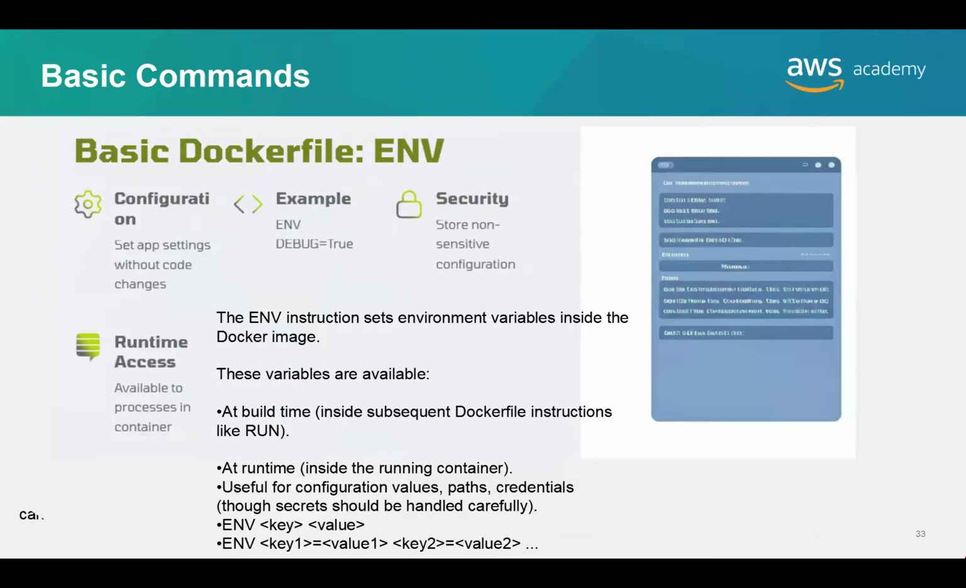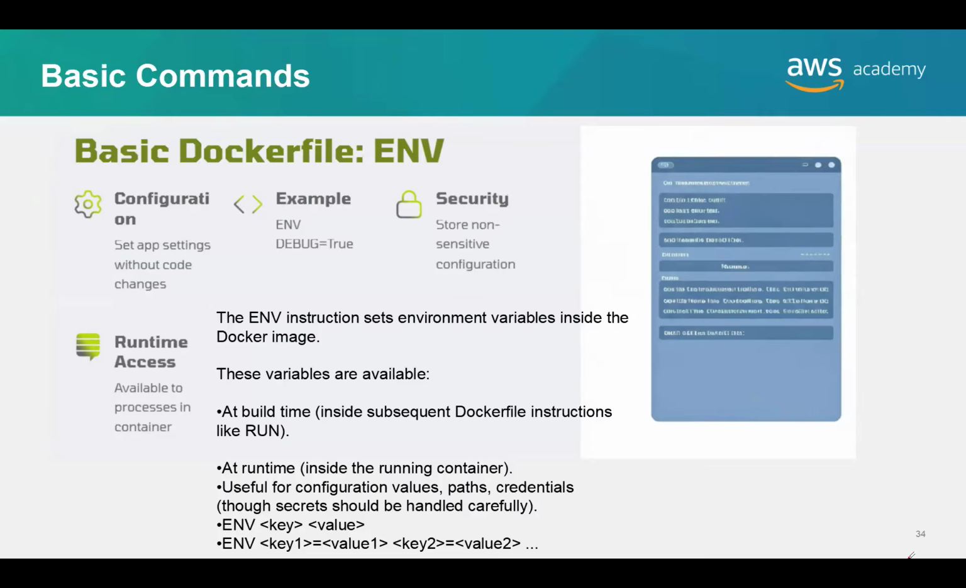So ENV is nothing but environment. You can configure with ENV to set the app settings without code changes. We can just mention the environment, like DEBUG=true, so automatically it will debug. What is the syntax for this? Environment key and value. You can run or check multiple environment variables as well. During the build time, inside subsequent Dockerfile instructions, we can mention them as RUN environment. Runtime access is also available to the processes in containers.